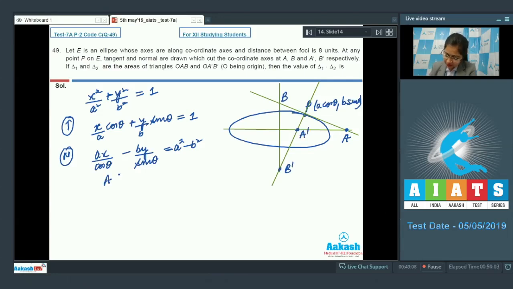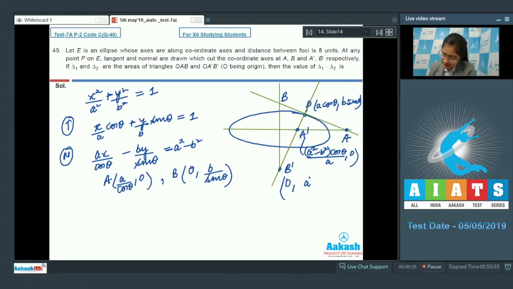The point A, putting y equal to 0, will be (a by cos theta, 0), and point B, putting x equal to 0, we will get b upon sin theta. Similarly, point A dash can be found by putting y equal to 0, we will get ((a square minus b square) cos theta upon a, 0), and B dash will be (0, (a square minus b square) sin theta upon minus b). Now we have to find delta 1 and delta 2.